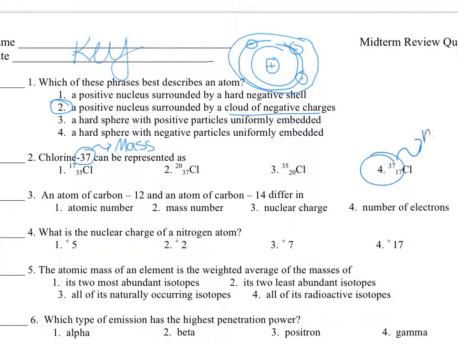This is the mass, and this on the bottom is the atomic number. So don't get confused with number 2. This is not the correct answer. That 37 would be the atomic number, not the mass.